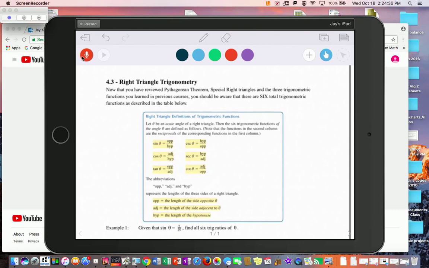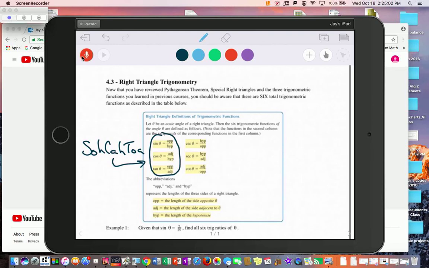So the 4.3 lecture introduces some right triangle trig, and we should be used to the sine, cosine, and tangent. So we're looking at SOHCAHTOA, some old horse caught another horse, taking oats away. So we should be familiar with these trig functions.